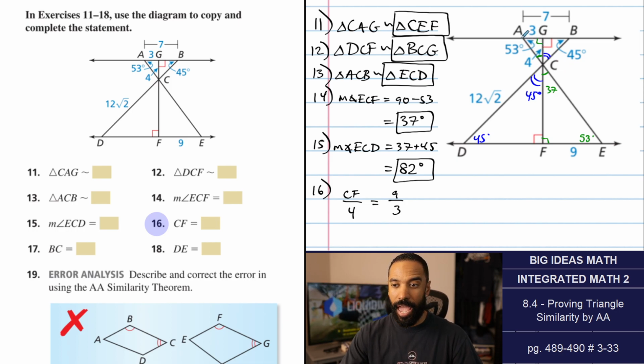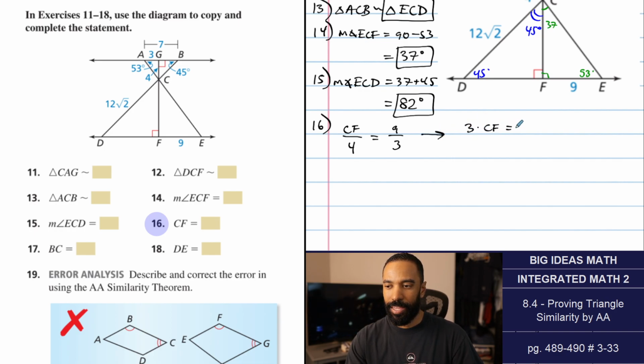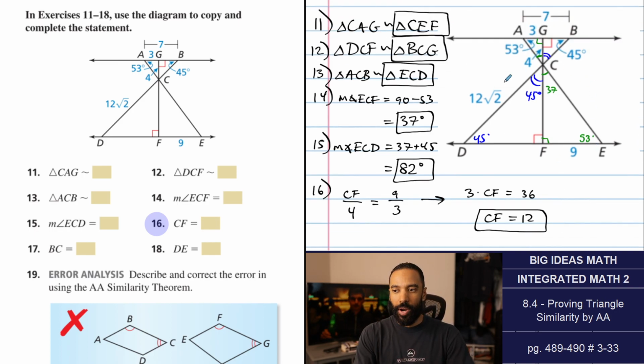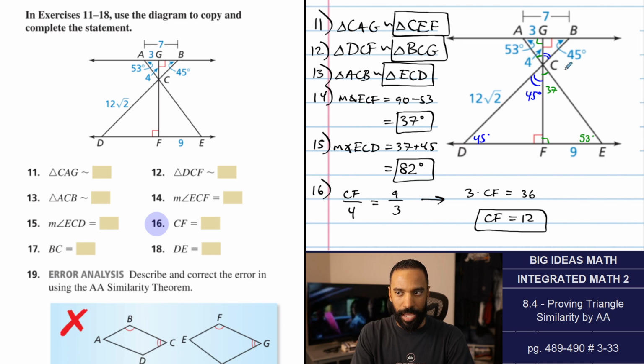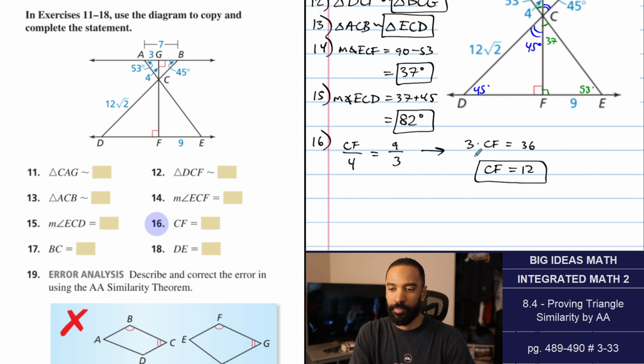Remember, it is ACB similar to ECF, so this guy is with that guy. 9 over 3 is 3, but I'll go ahead and just cross multiply to solve here. We got 3 times CF as 36, and CF, its length, is 12. So this triangle has lengths that are 3 times bigger than this one. I think that's now established.